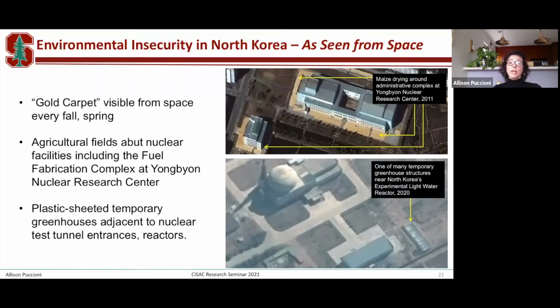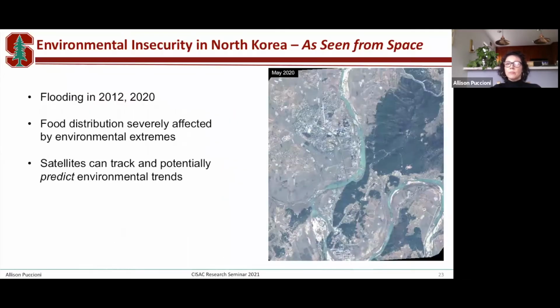There were several greenhouses next to the nuclear test tunnel entrances at North Korea's nuclear test site at Punggye-ri. And at one point in 2020, there was a greenhouse right outside the turbine generator room of North Korea's 5-megawatt reactor. Here, we see a greenhouse near the new support facility at North Korea's new experimental light water reactor. Any imagery analyst who's had a focus on North Korea will tell you, there is something different about how food is treated in this country compared to anywhere else on Earth.